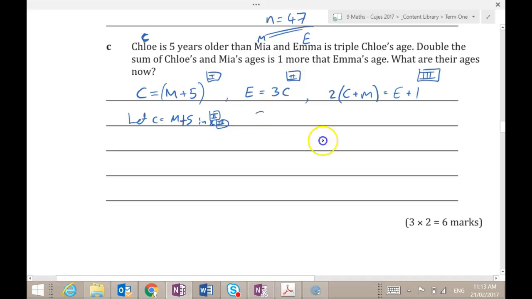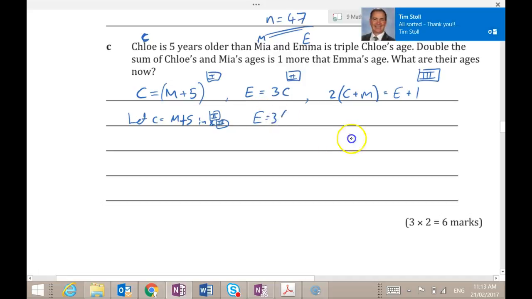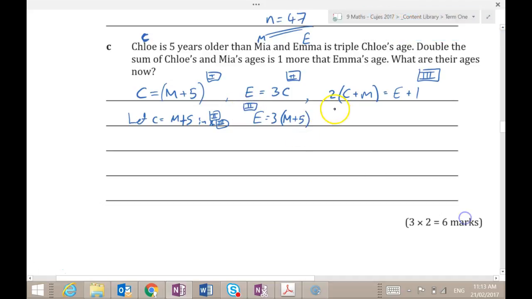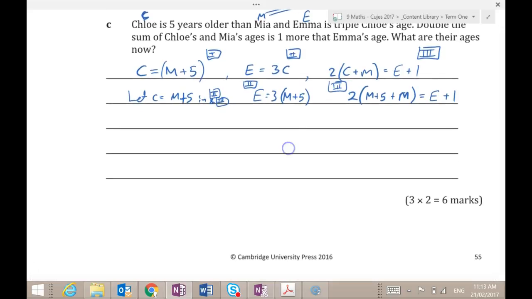So then what I should be left with is E equals 3, and instead of C I write m plus 5. That's my new equation 2. My new equation 3 is going to be 2, and instead of C I write m plus 5 plus m again equals E plus 1. So I've substituted that first equation into the other ones. Now I've got 2 equations and 2 letters I don't know.